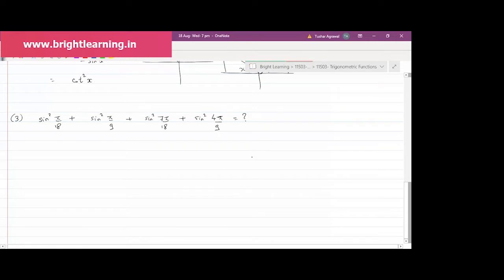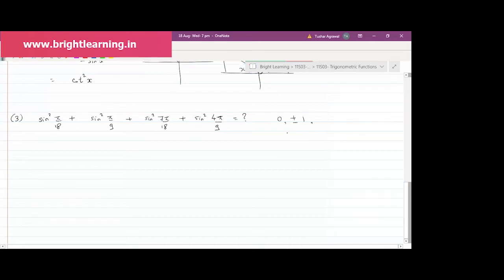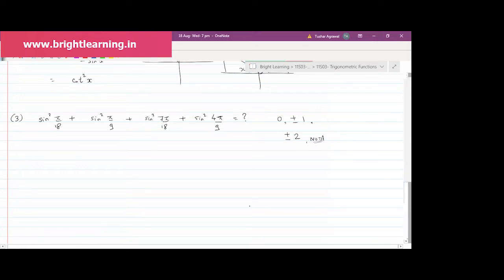Sine square pi by 18 plus sine square pi by 9 plus sine square 7 pi by 18 plus sine square 4 pi by 9. Your options are 0, plus or minus 1, means plus minus 1 are two options, 1 and minus 1, and plus and minus 2. It's a total of 5 options I have given you. And obviously, this option will always be there, NOTA. NOTA means none of the above.